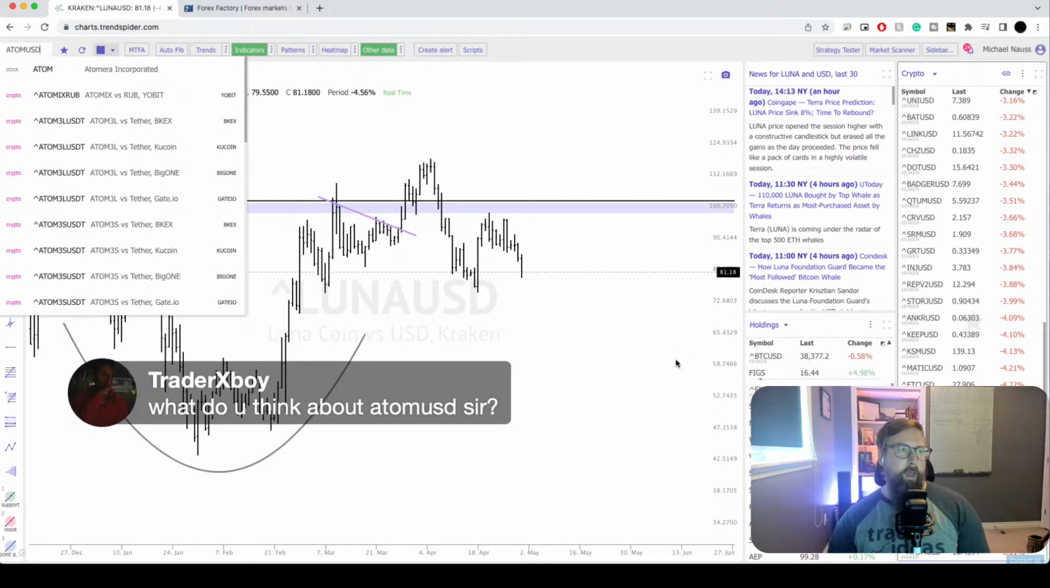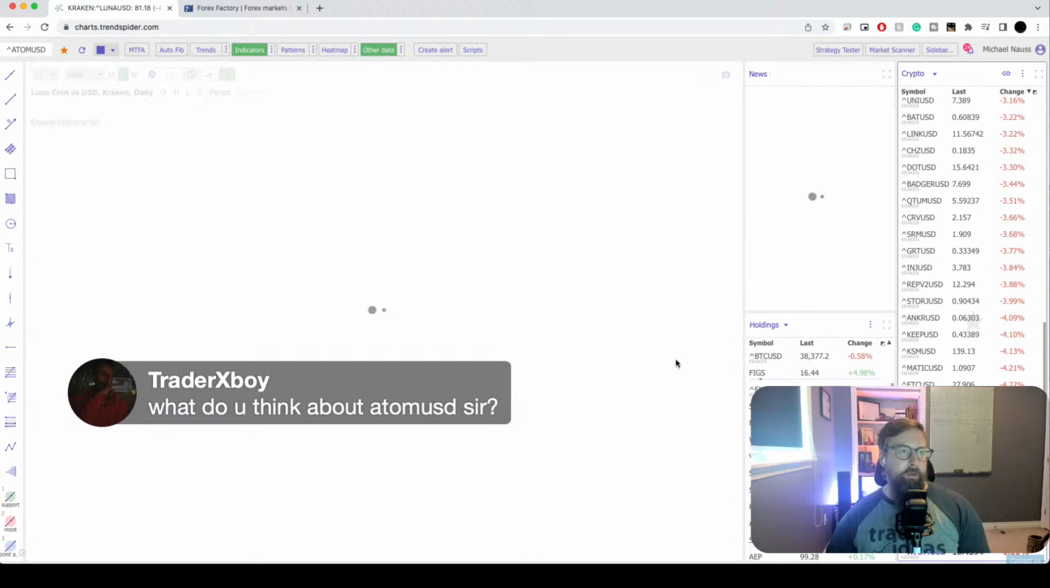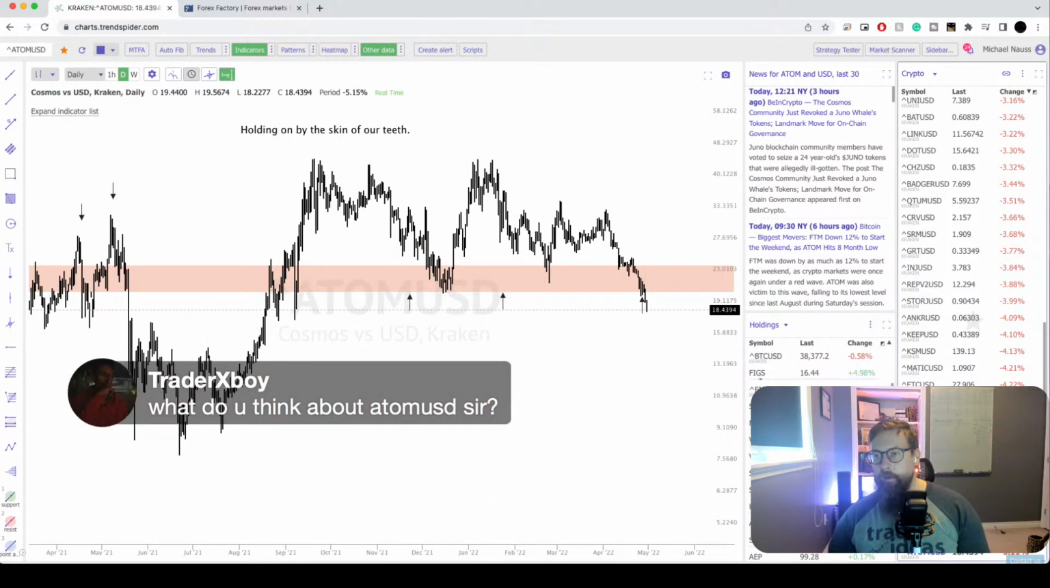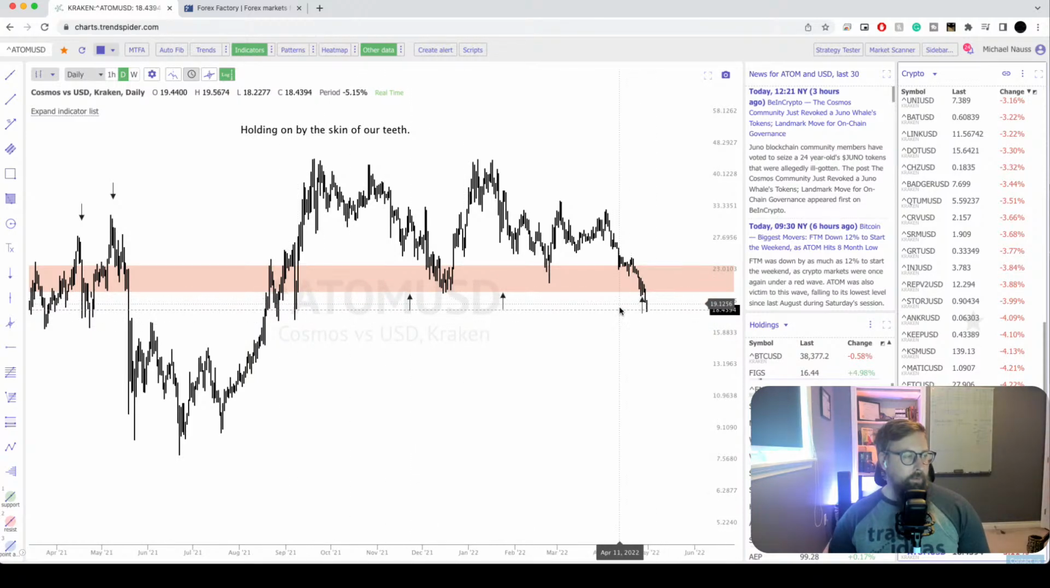Atom, I just went, yeah, Atom. I liked it if it held that area. It's no longer holding that area, so I think you kind of got to go. If it can reclaim this $20 area, and this is just like a little shakeout, that's when I'll start watching it again.